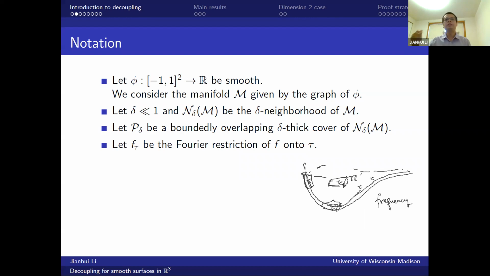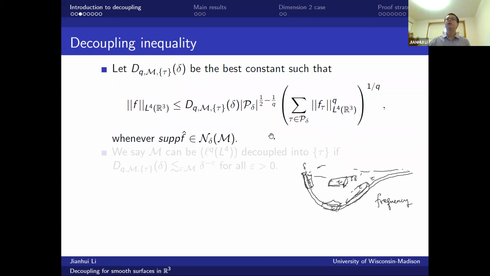And we are going to restrict f to all these small caps tau. This can be caps. In some cases, it can be curved, so it might not be rectangular, but ultimately we want it to be rectangular. Keep in mind. Okay. So with this setting, we consider a decoupling inequality like this.